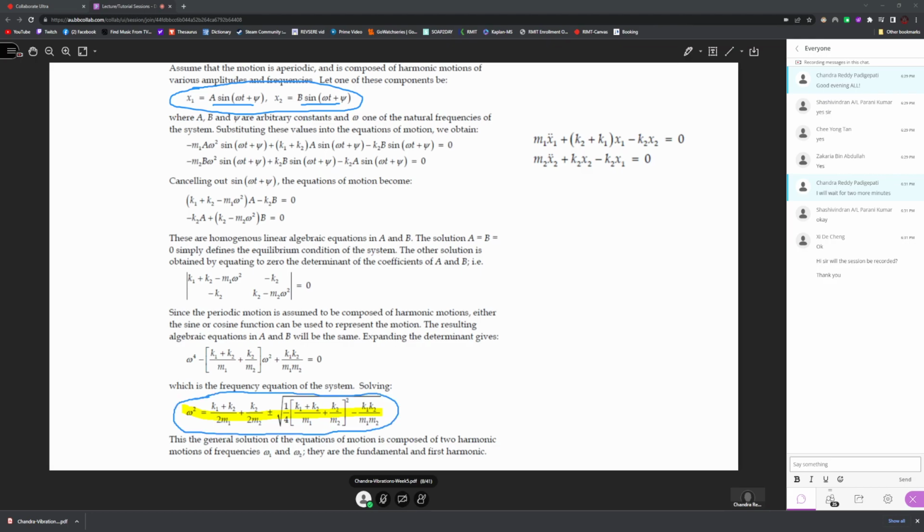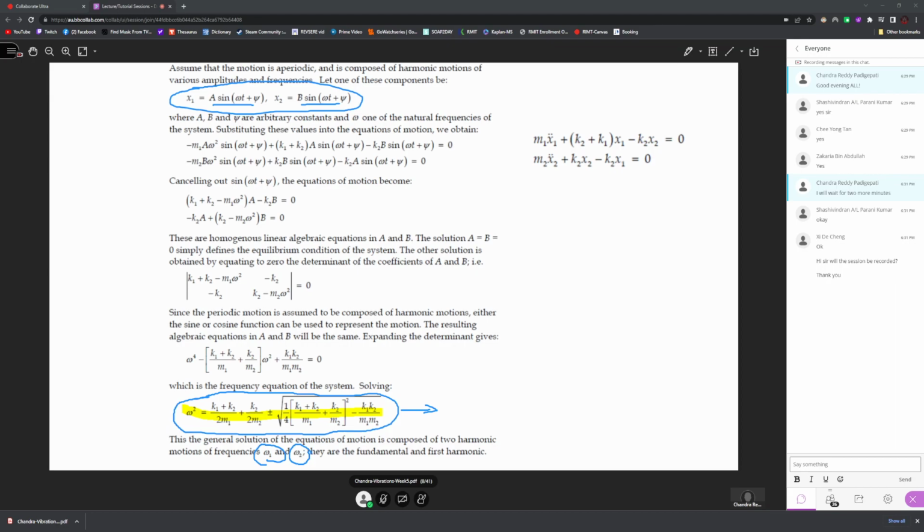Okay, you get a second order quadratic equation in terms of K1, K2, M1, and M2. Once you solve this quadratic equation, you will get the two harmonic frequencies, or the natural frequencies of the system, omega 1 and omega 2. The solution of this, how to derive this, is the standard procedure.